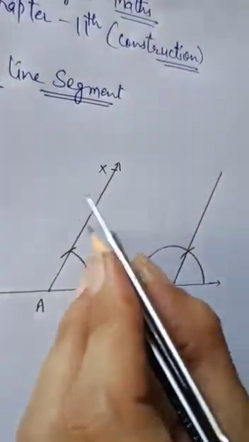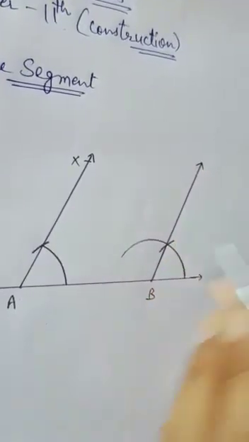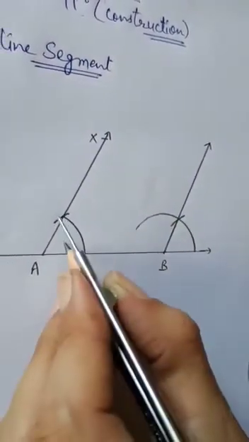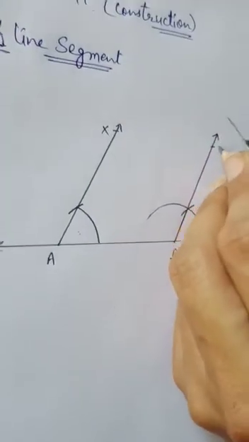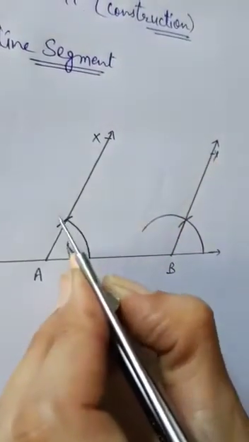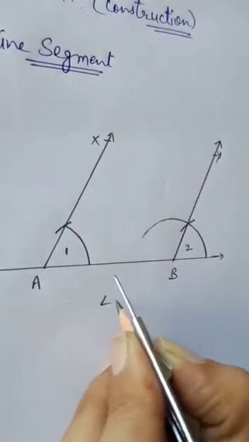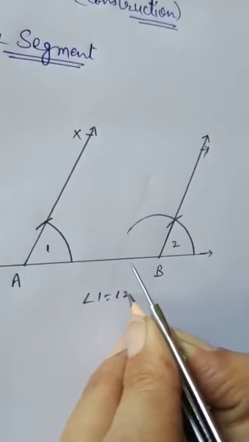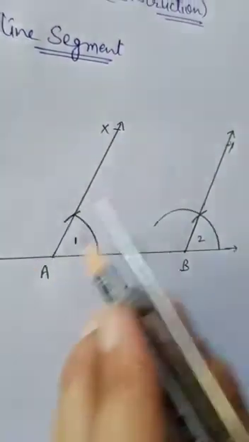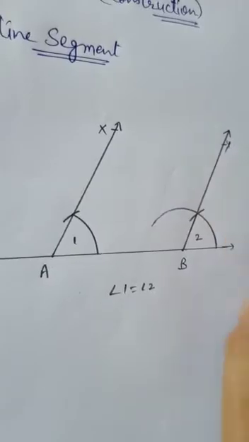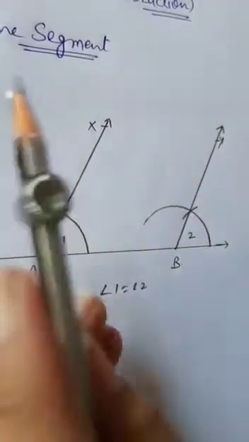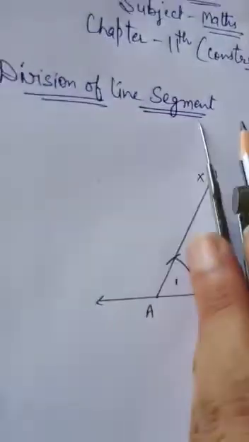So this implies these two lines are parallel to each other. Why? Because these two angles are corresponding angles. Let this be the point Y and angle 1 is equal to angle 2. These are the corresponding angles, so this implies AX is parallel to BY. This concept is used in today's topic, that is the division of a line segment. So let us start it now.